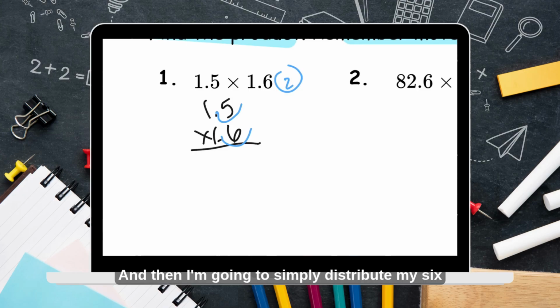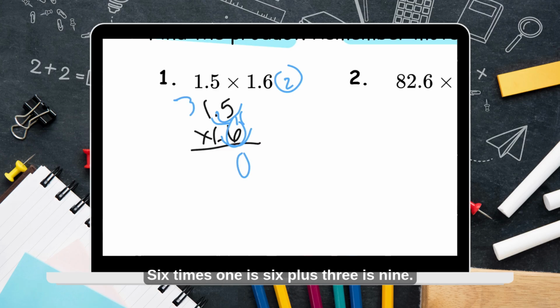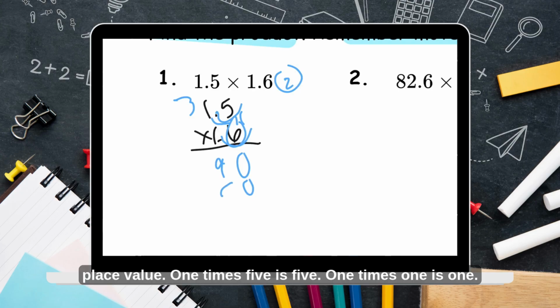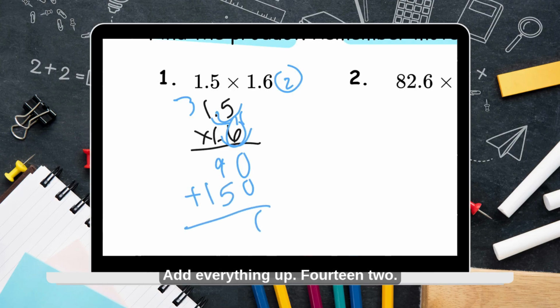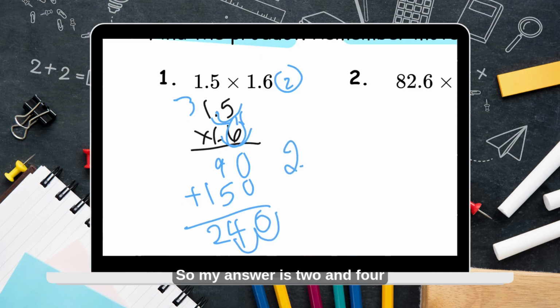And then I'm going to simply distribute my 6 to each of the place values. So 6 times 5 is 30, 6 times 1 is 6 plus 3 is 9. And then I'm going to do my 1 in the ones place value. 1 times 5 is 5, 1 times 1 is 1, add everything up. 144. I move my decimal back in 2 times. So my answer is 2 and 4/10.